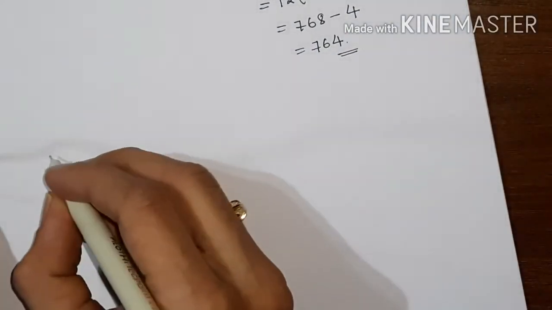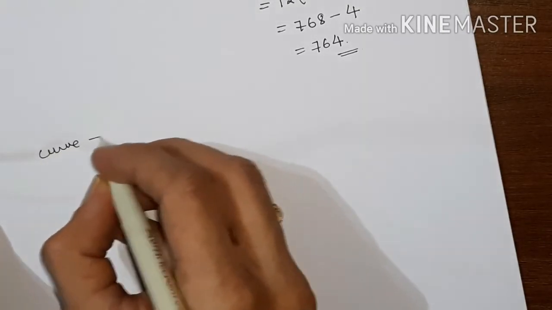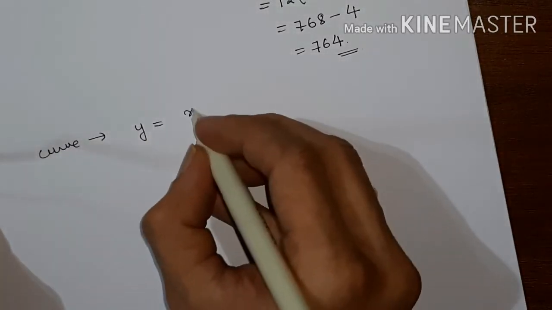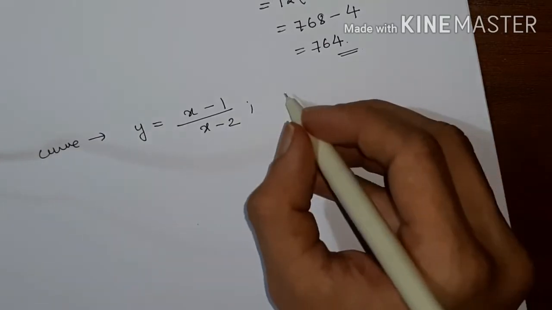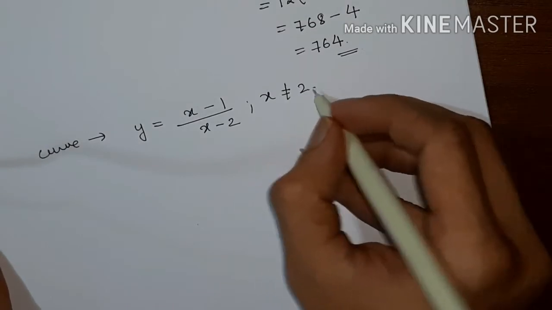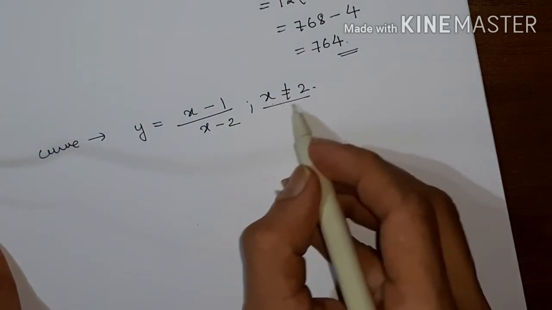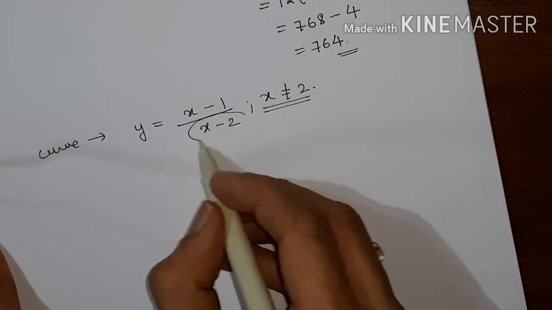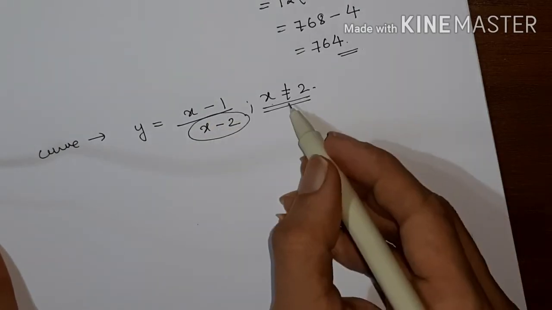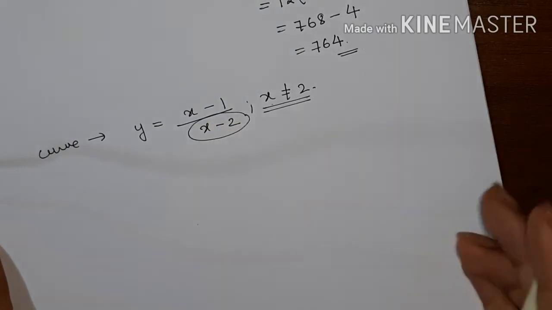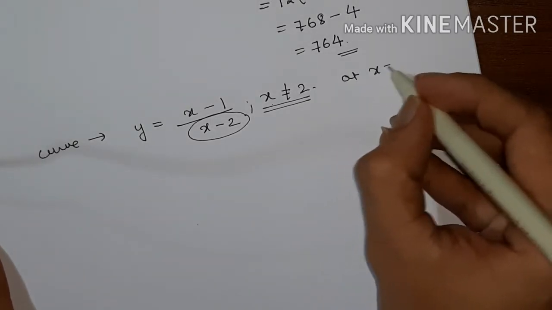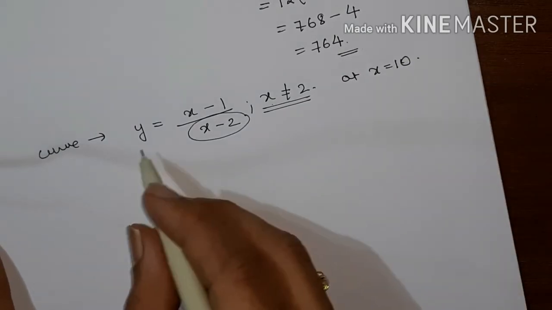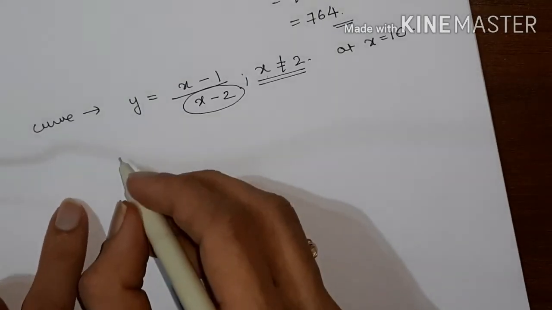So the method is the same. You are given a curve y equal to (x minus 1) divided by (x minus 2), and x is not equal to 2, because if x is equal to 2 then this will not be defined. So the domain is x not equal to 2. At x equal to 10 you have to find the slope. So what you do is find the derivative of this first.